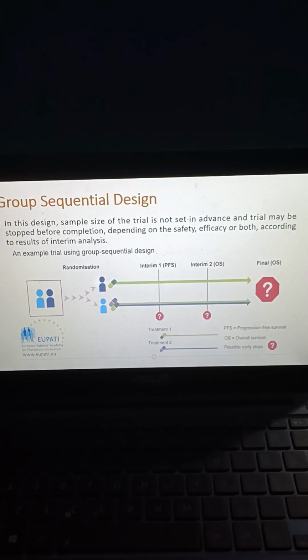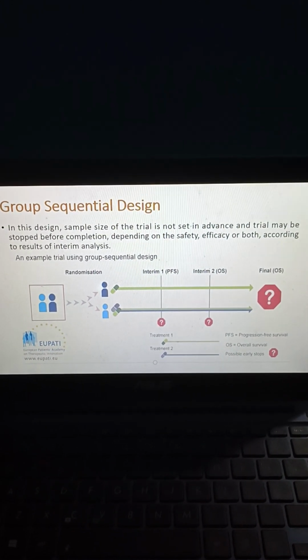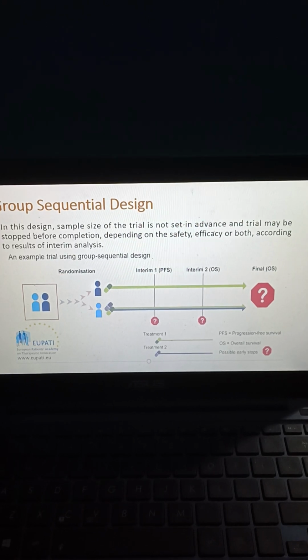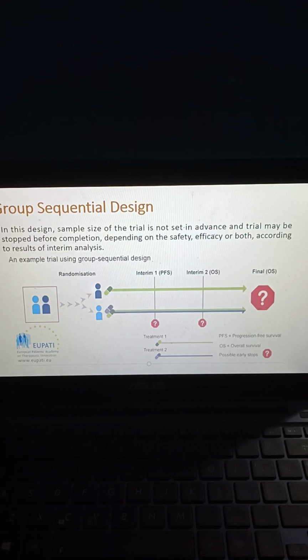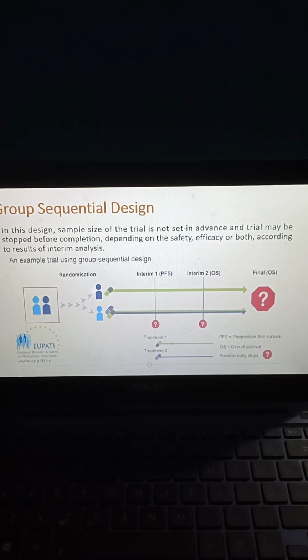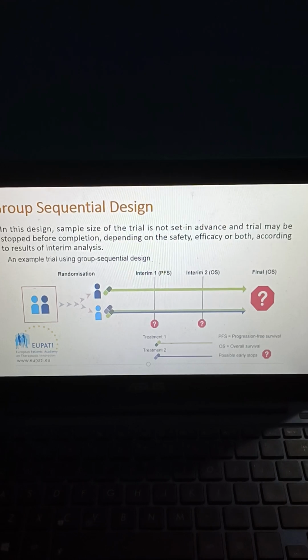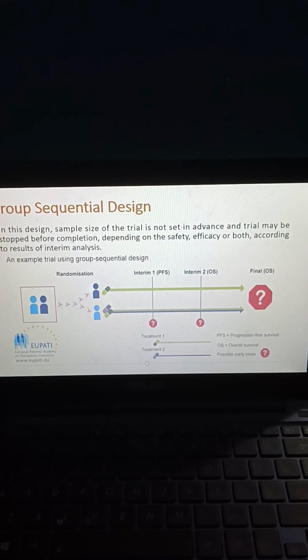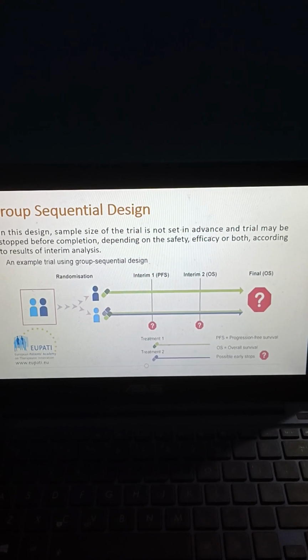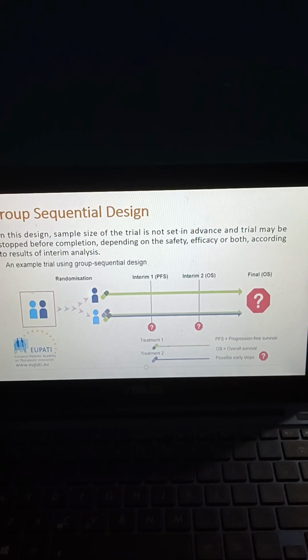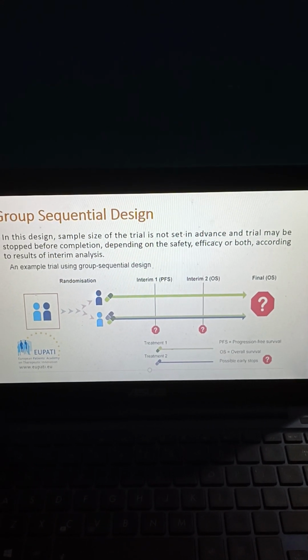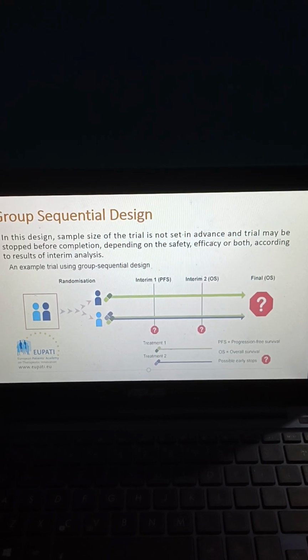Coming to group sequential design. In this design, the sample size of the trial is not set in advance and the trial may be stopped before completion depending on the safety, efficacy, or both according to the results of interim analysis. An example trial using group sequential design: first patients are randomized, then interim 1, PFS progression free survival was seen, interim 2, OS overall survival was seen, then final OS overall survival was seen.